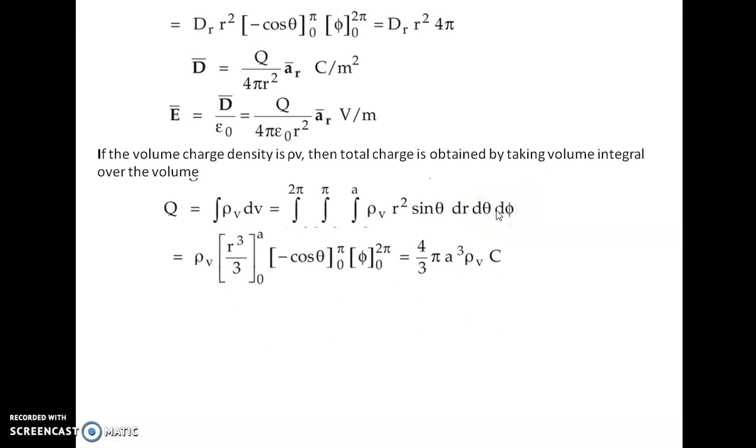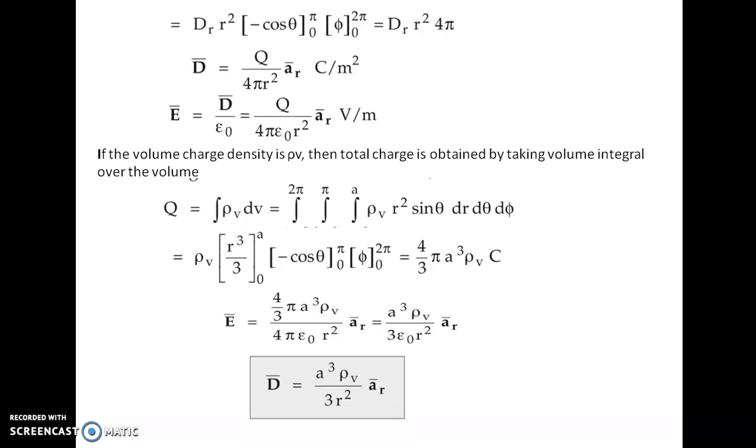Now integrating this, you will get this one. Then simplifying, you will get 4 by 3 into pi a cube rho v coulomb. Now we know that E is equal to Q by 4 pi epsilon naught r square. In this equation, substitute Q is equal to 4 by 3 pi a cube rho v, and you will get E is equal to a cube rho v divided by 3 epsilon naught r square into a r cap. This is the expression for electric field intensity when the point lies outside of the uniformly charged sphere.